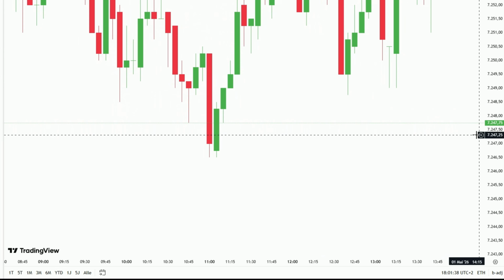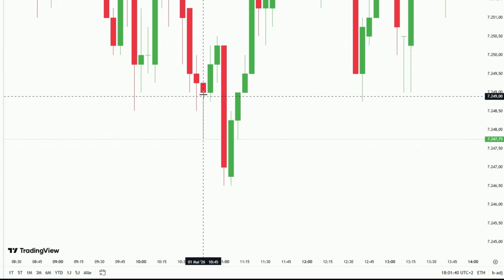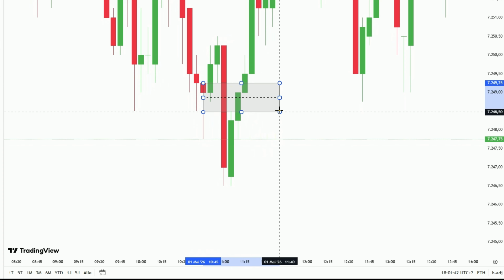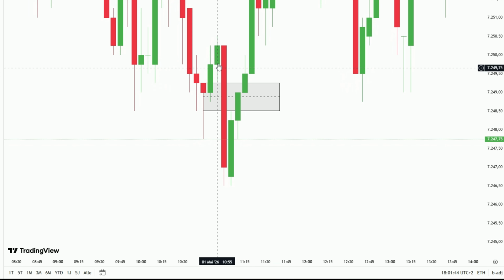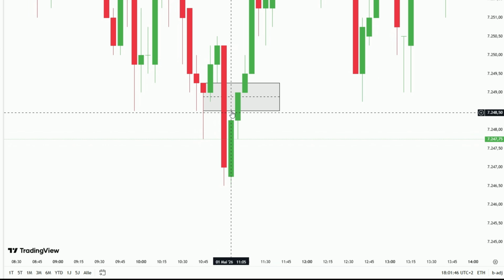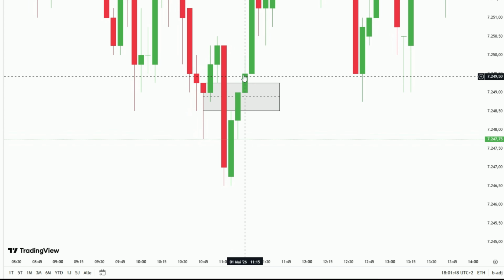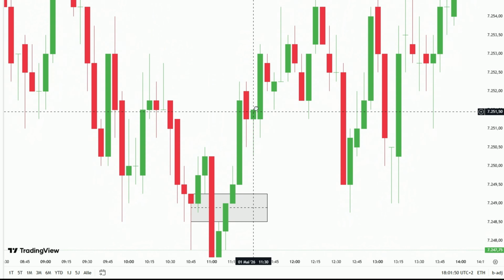Right here again, we can see an inverse fair value gap. Price closed above the fair value gap, inversed, disrespected bearish order flow and continued higher. It's as simple as that.